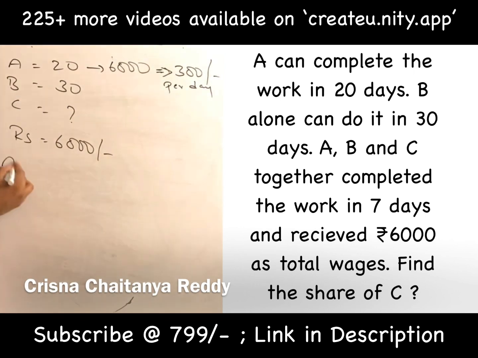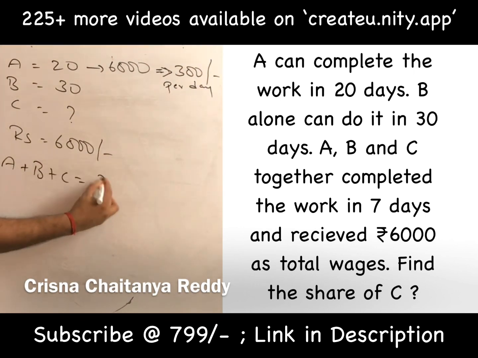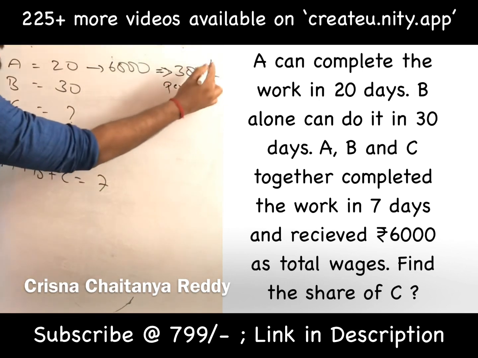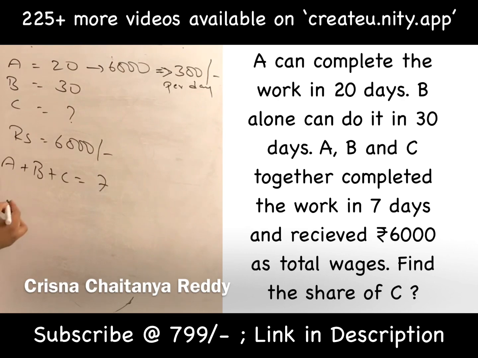And the work got completed. A, B and C completed the work in 7 days. That means A also worked only for 7 days. Every day he is earning 300 rupees. That means in 7 days, A will be taking 2,100 rupees. This is A's share.